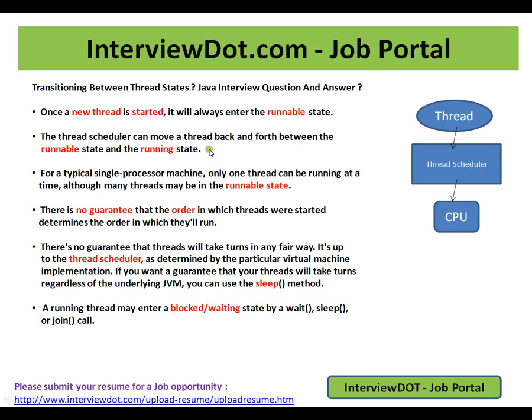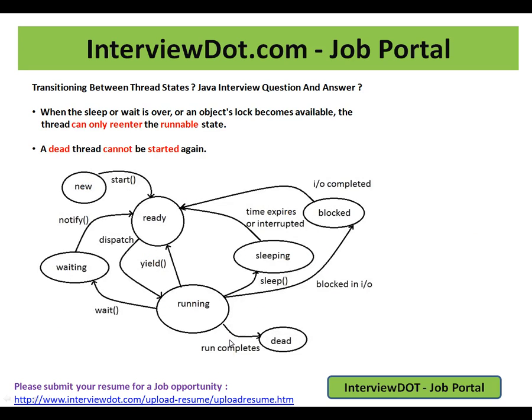The thread scheduler can move a thread back and forth between the runnable state and the running state. So this is the thread, a lot of threads. This is a thread scheduler and it has a CPU cycle from the OS, and the thread scheduler can move a thread back and forth between runnable state and running state. So it can keep on moving from ready state to running state. For example, whenever it goes to sleep, or based on the priority, it will move from ready state to running state. So ready and runnable are the same.